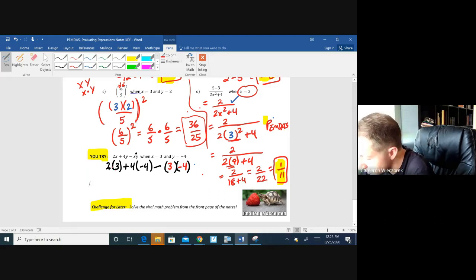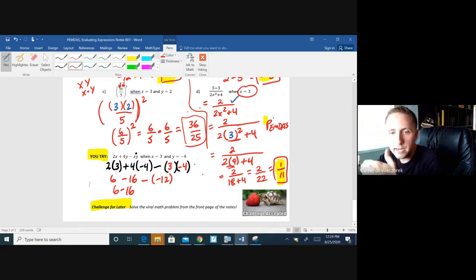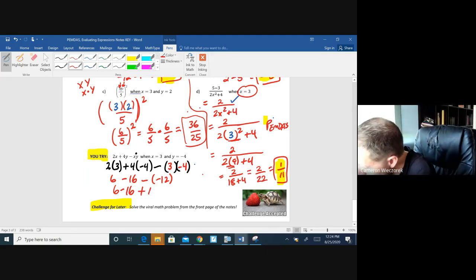Multiplication would come next. So I would have 2 times 3 is 6, plus 4 times -4 would be, well, in this case, this would make this a minus sign now. 4 times -4 would be -16. And then we would have minus 3 times -4 would be -12. So I get 6 minus 16. Minus, minus, whenever you have two negative signs next to each other, they turn into a positive. So this would be plus 12.